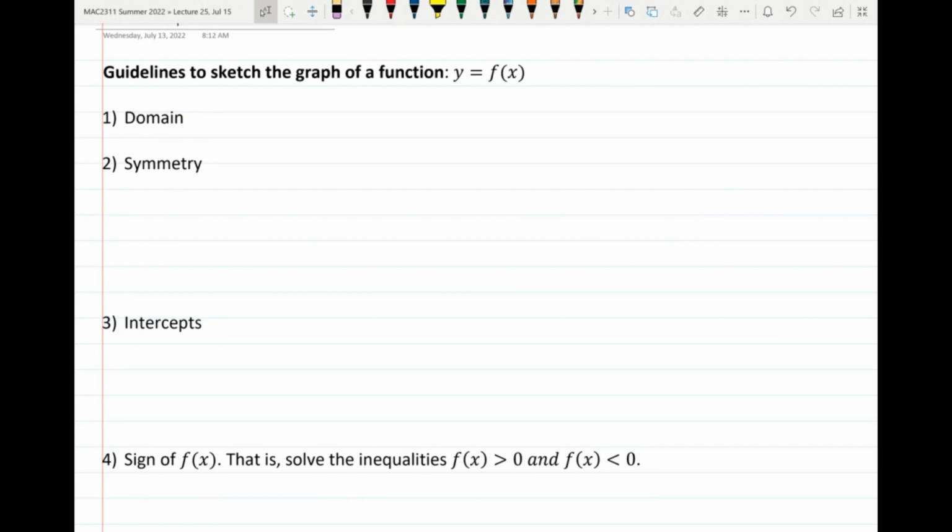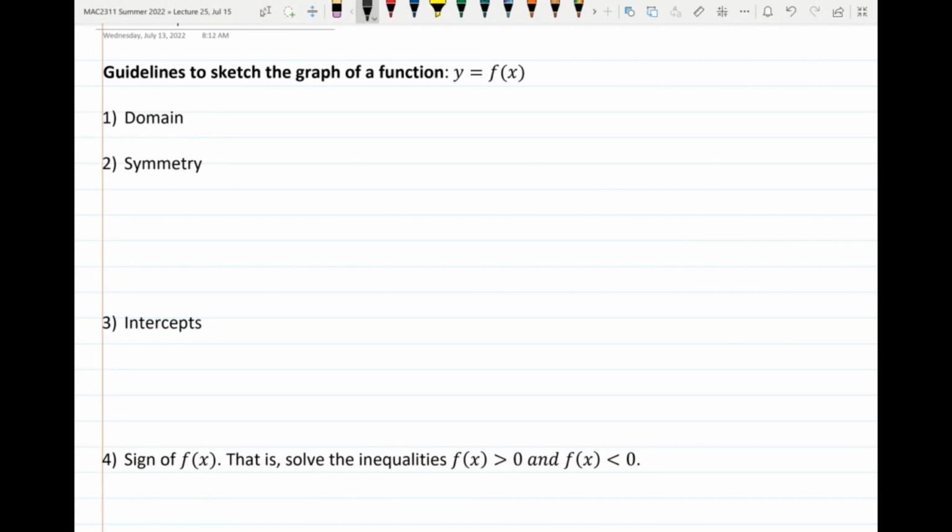Okay, so step number 1, find the domain. Remember, when you want to work with a function, the first thing that you should do is figure out the domain, because you want to know where the function is defined and where the function is not defined. So that's very important. Find the domain of a function.